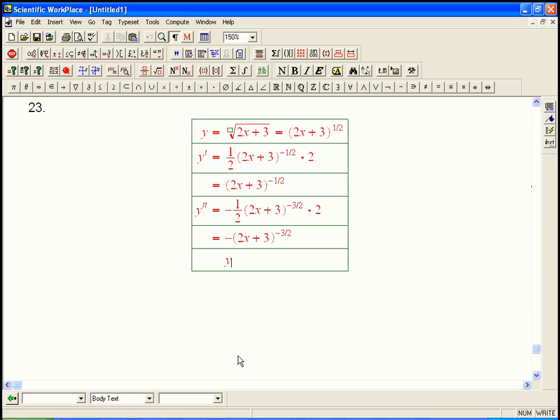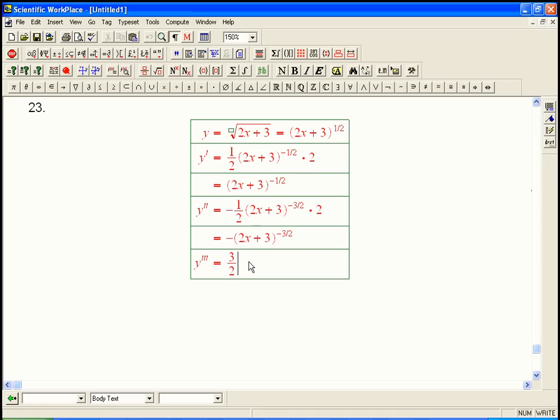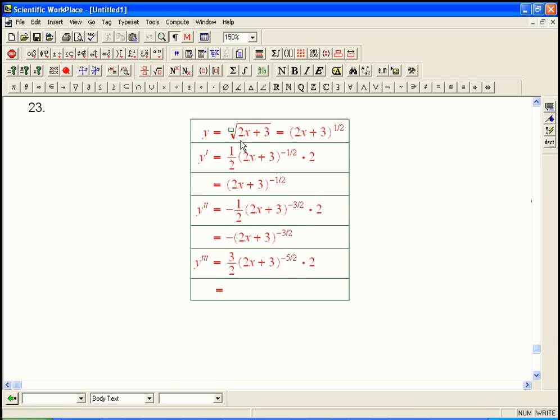And now, third derivative, same deal. So the minus is still there in front. Then this minus 3/2 comes down, so it's going to be plus 3/2, 2x plus 3 to the minus 5/2 times 2, once again. And so that's going to be 3 times 2x plus 3 to the minus 5/2.